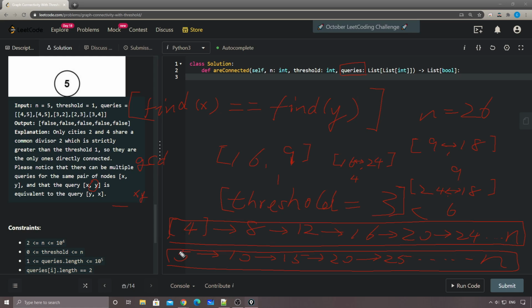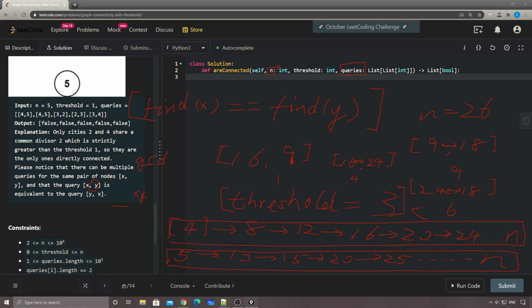We're starting from 5 until n, and then we just try to union everything with the step of this number itself. And then we can just continue to do a union find. In the end, we have a complete disjoint set, a completely connected set for all the numbers between the threshold and our n here. Okay, and so that's how we build the graph. And then after that, we simply use the graph to find the answer for us.